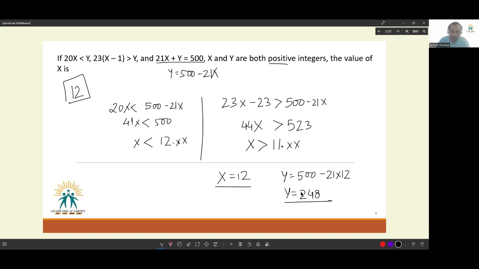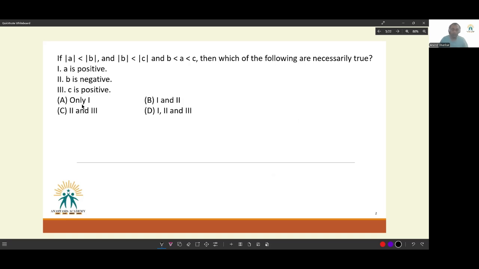And then you can potentially see 20 into 12 is less than 248, and 23 into 11 will be 230 plus 23, 253, which is greater than 248. Yes, everything is satisfied in the question. Answer is of course 12.